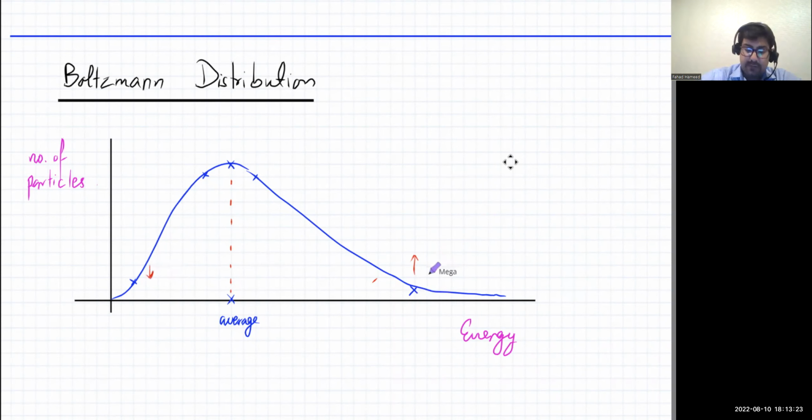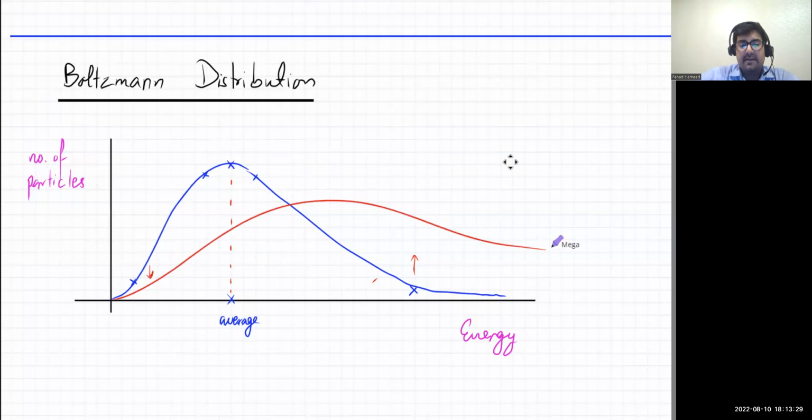So what happens is when you increase temperature, the curve skews to the right. It drops from the left. The number of particles having low energy decreases, and the number of particles having higher energy increases. And your average energy value also shifts to the right, because this is a curve for higher temperature.